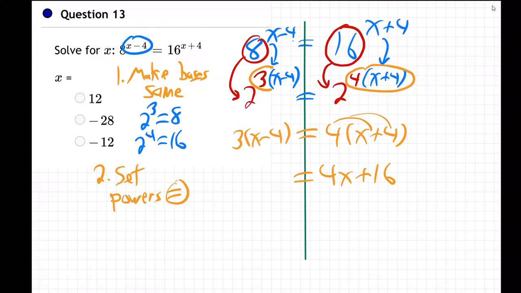So that was a mistake. So this is x minus 4. So when I make 8 2 to the 3rd, then this distributes, and so I get 3x minus 12. Very good. And now, how do you solve when there's x's on opposite sides?